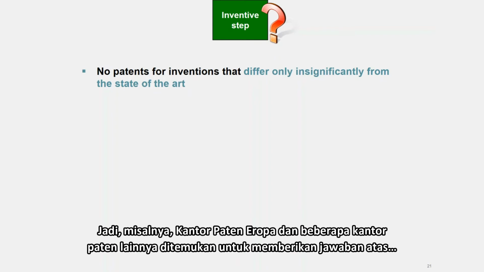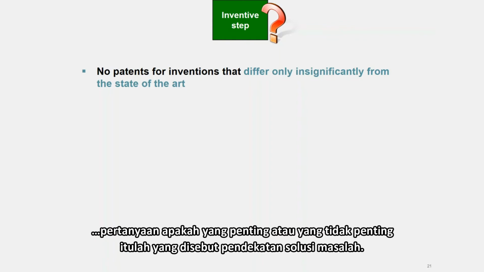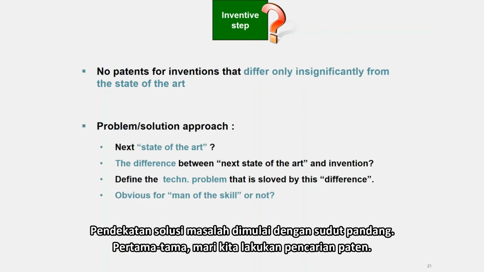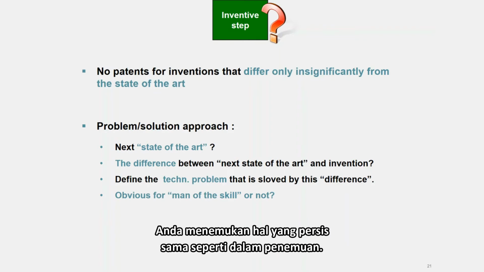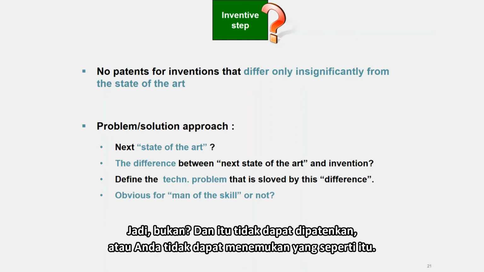A way that, for example, European Patent Office and some other patent offices found in order to give an answer to the question what is significant or what is not significant is the so-called problem solution approach. The problem solution approach starts with the point of view, first of all, let's do a patent search. When you did the patent search, then either in the state of the art you find exactly the same thing as in the invention, so it is not new and it is not patentable. Or you cannot find something like that.